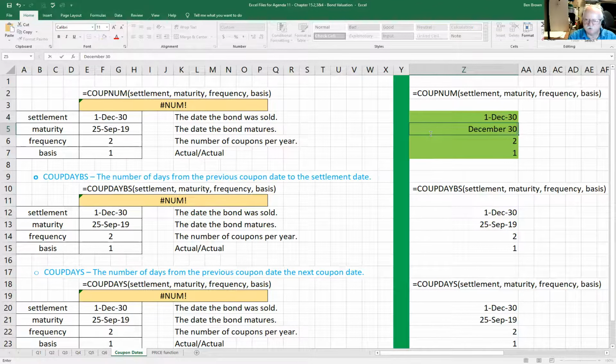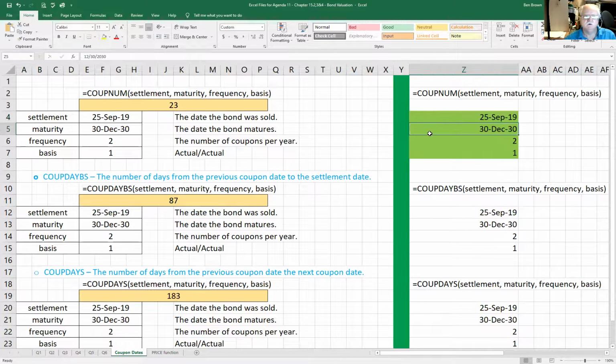December 30th, 2030, and September 25th, 2019. So now that I've got these in the right order, notice what it's told us. There are 23 coupons left on this bond. In other words, there's 23 times that coupon is payable.